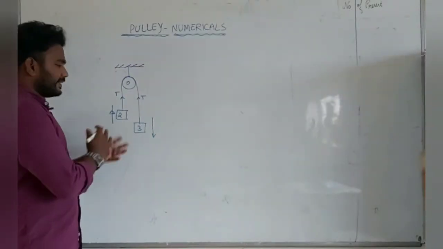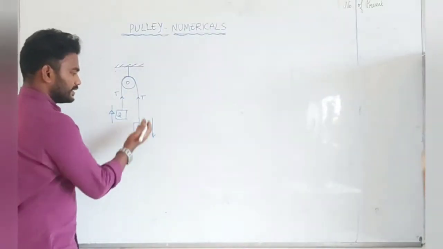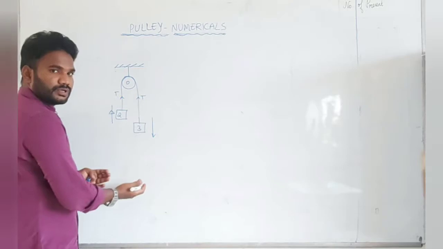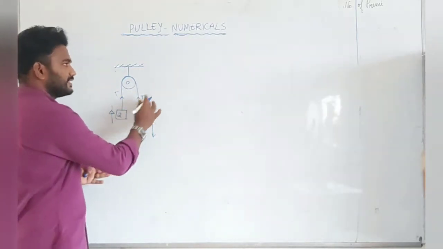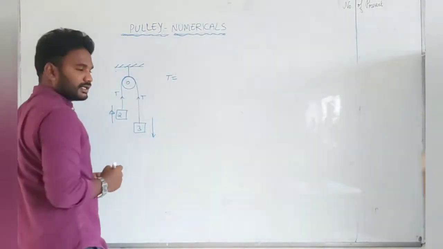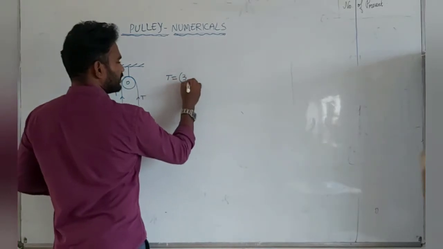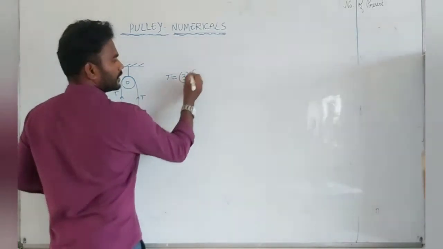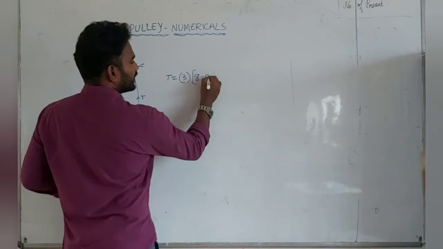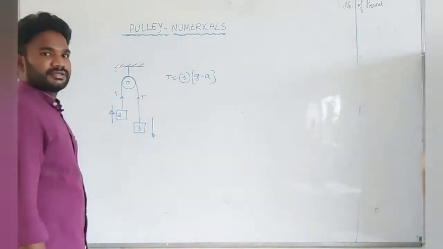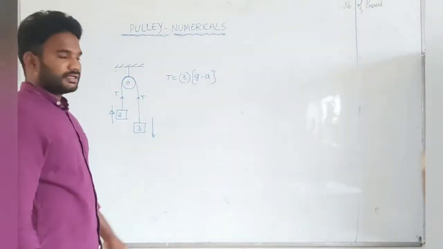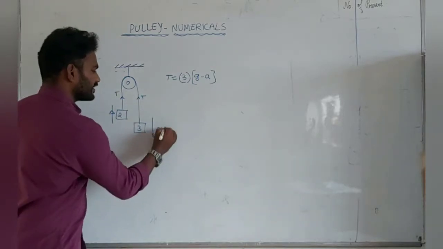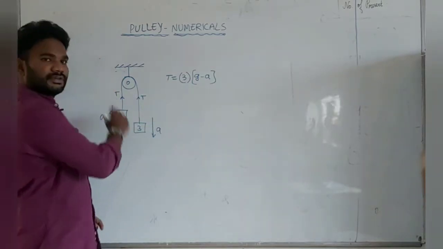After that, let me consider the 3 kg block coming downwards. If it is coming downwards, the tension is equal to, write down, I will tell you the shortcut: that particular mass which is coming down, into (G minus A), is the tension. G is the acceleration due to gravity, and A is the acceleration with which it comes down; with the same acceleration the other goes up.